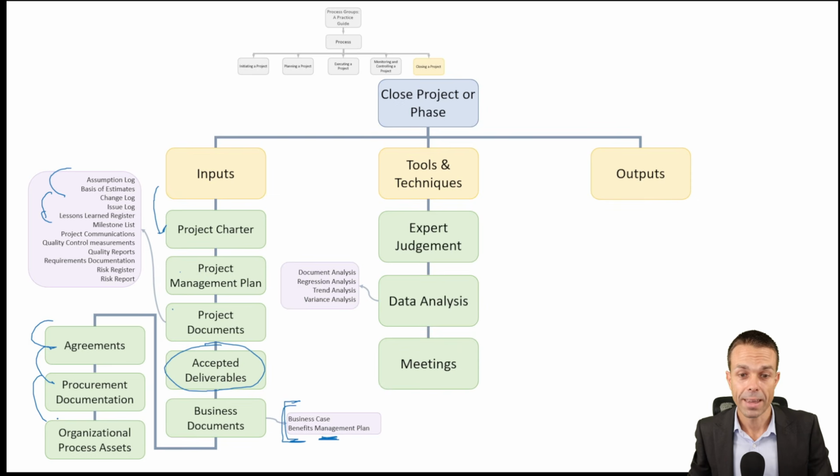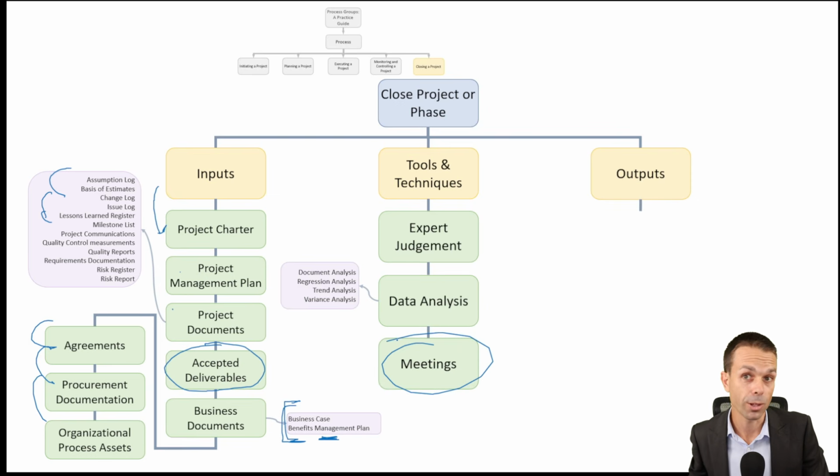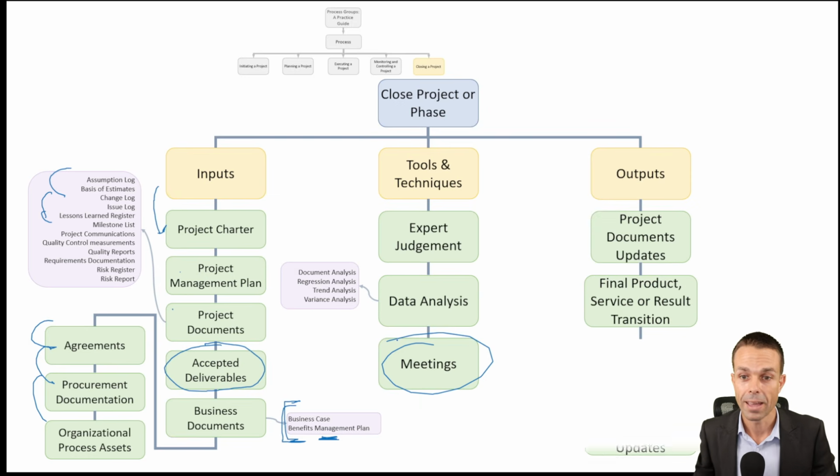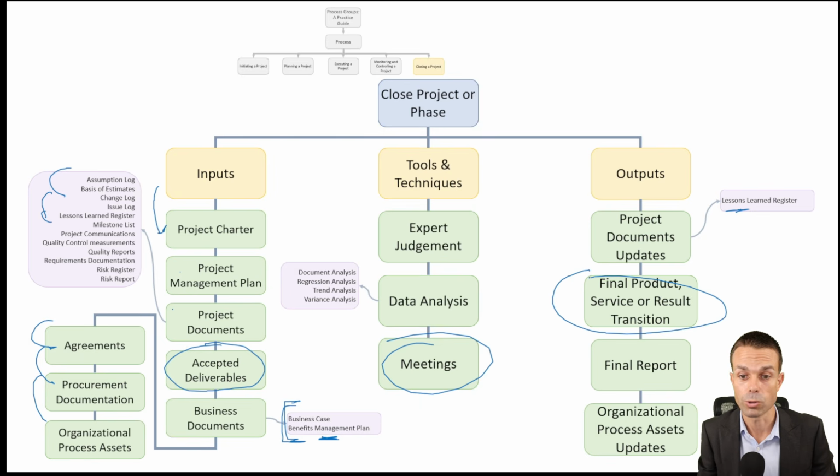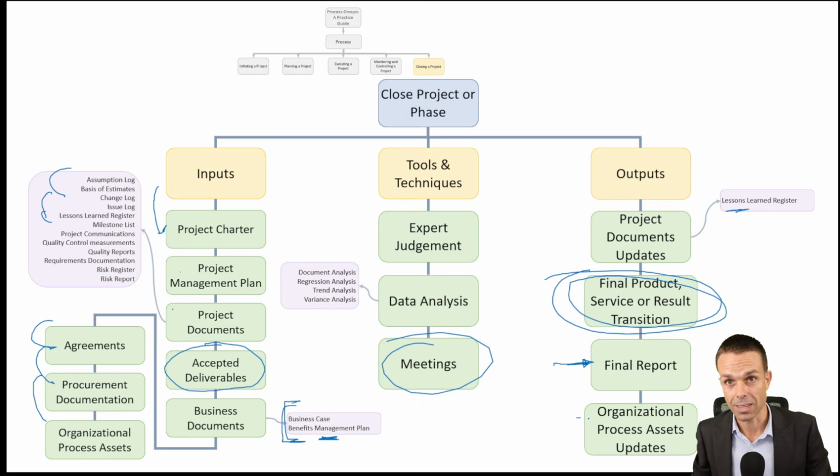Expert judgment, data analysis, and meetings will help us in our tools and techniques for closing a project or phase. And the outputs will be project documents updates, the lessons learned, the final service or result or transition. And so that's the end of our project or phase. The final report to just let everyone know how it went and the outcomes, and organizational process assets updates for any things that need to go back into the business.